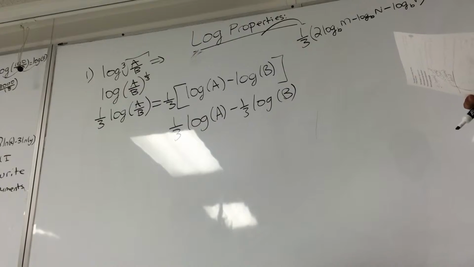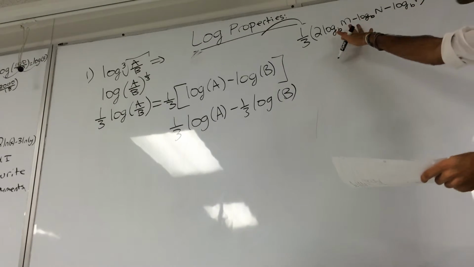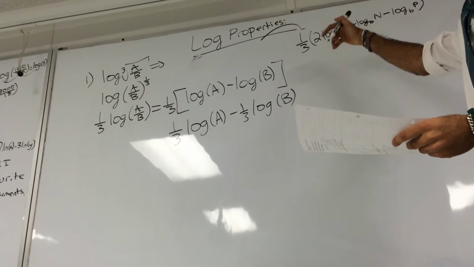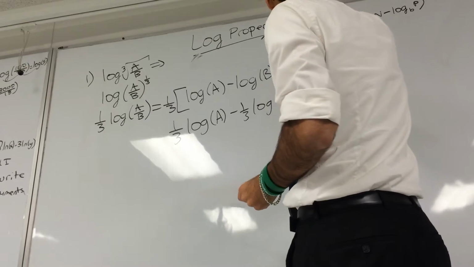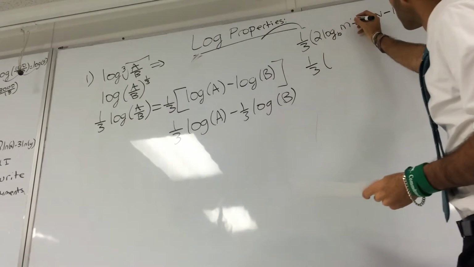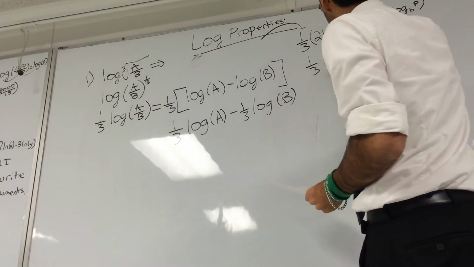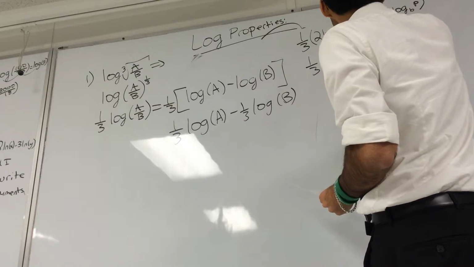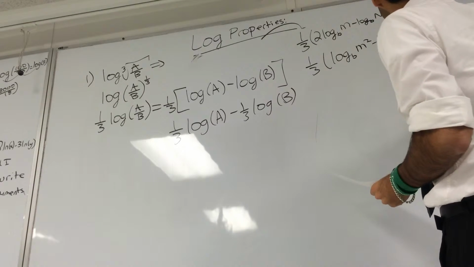Okay. So the first thing I'm going to do, I'm going to start inside and work out. So the first thing I'm doing, I'm going to keep the 1/3 here, and this 2, I'm going to bring it here on the M squared. So this is all I'm going to do on the first step.